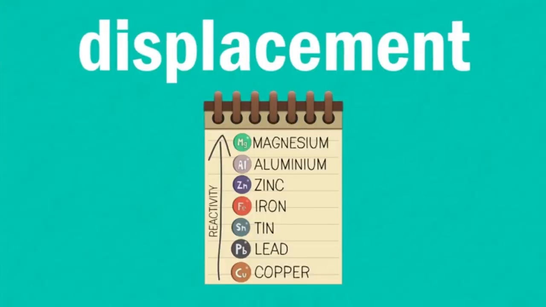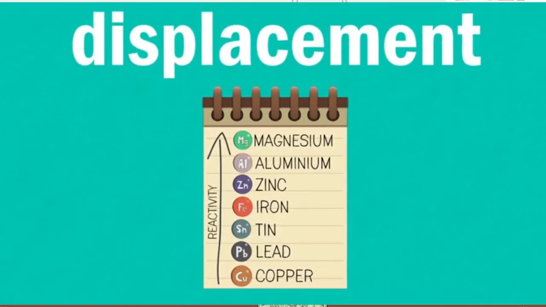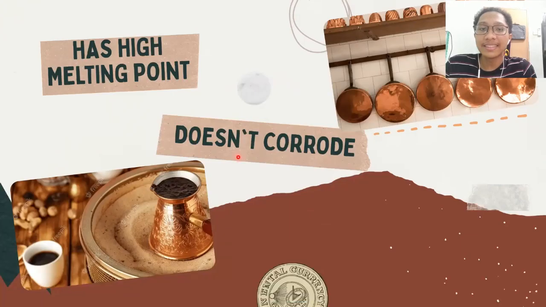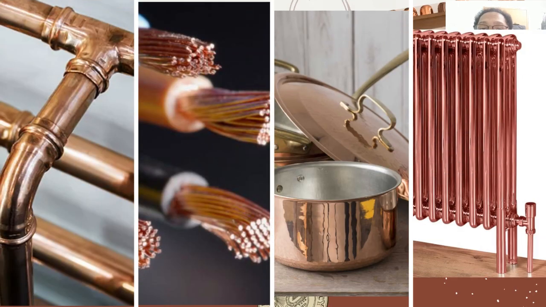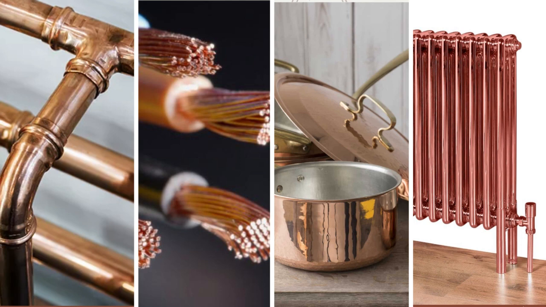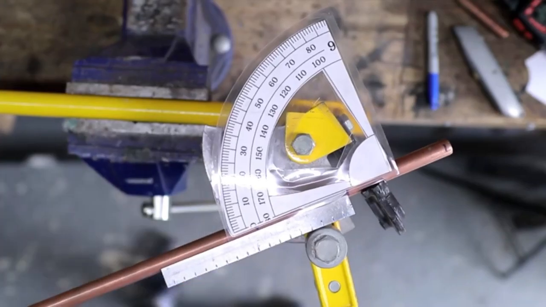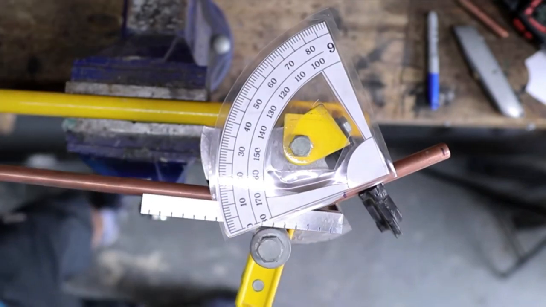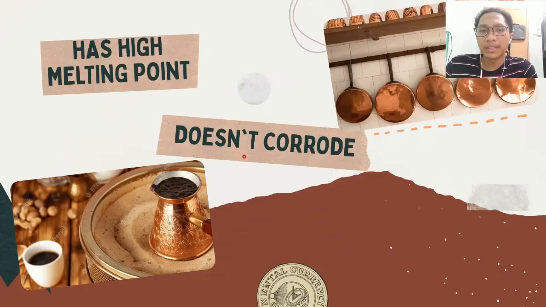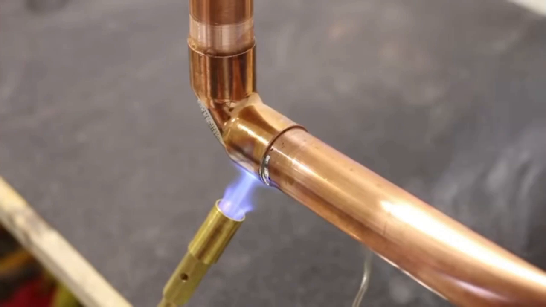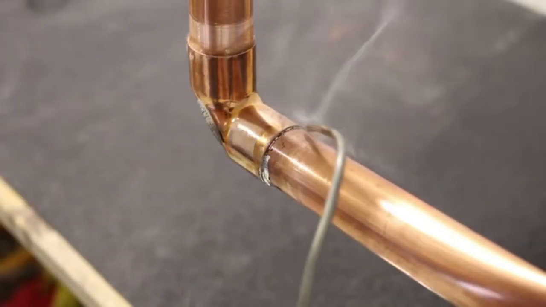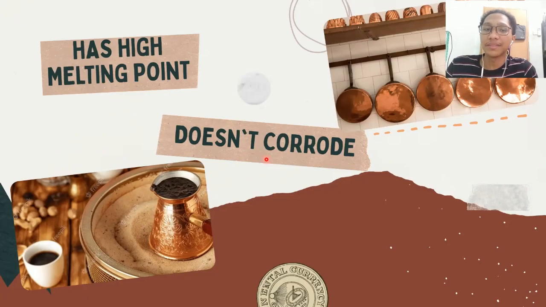Second, copper doesn't corrode. Copper is low in the reactivity series. This means that it doesn't tend to corrode. This is important for its use for pipes, electrical cables, saucepans, and radiators. They can be bent to fit around corners. The pipes can be joined by soldering and they are safe in fire because they don't burn or support combustion.